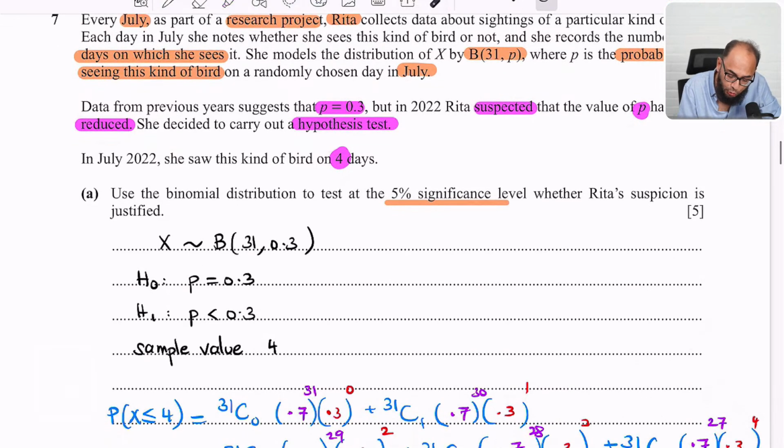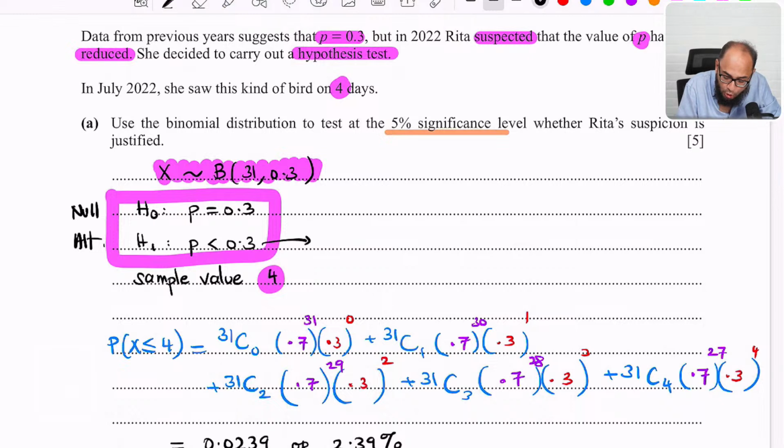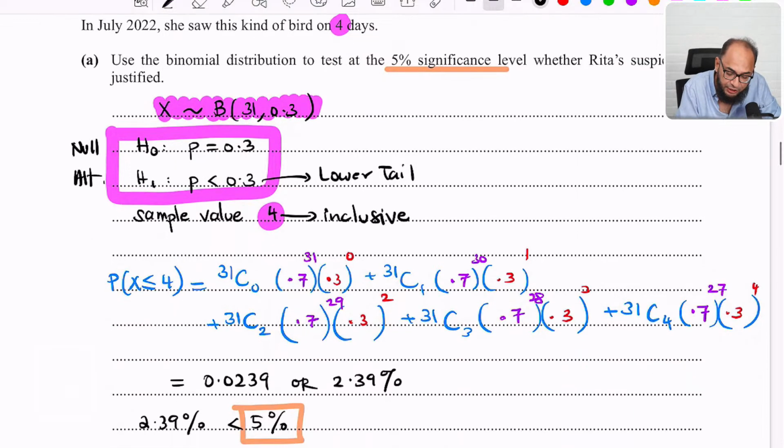First part, use the binomial distribution, test at the 5% significance level whether Rita's suspicion is justified. First thing first, that is the distribution: X follows a binomial distribution 31, 0.3. The second thing, that is stating the null and alternative hypothesis. So this is the null hypothesis, this is the alternative hypothesis. The next thing is the sample value, which is 4. Since it's a lower tail test, and by default this value is inclusive for calculation of probabilities, we should calculate the probability in the lower direction. So 4, 3, 2, 1.